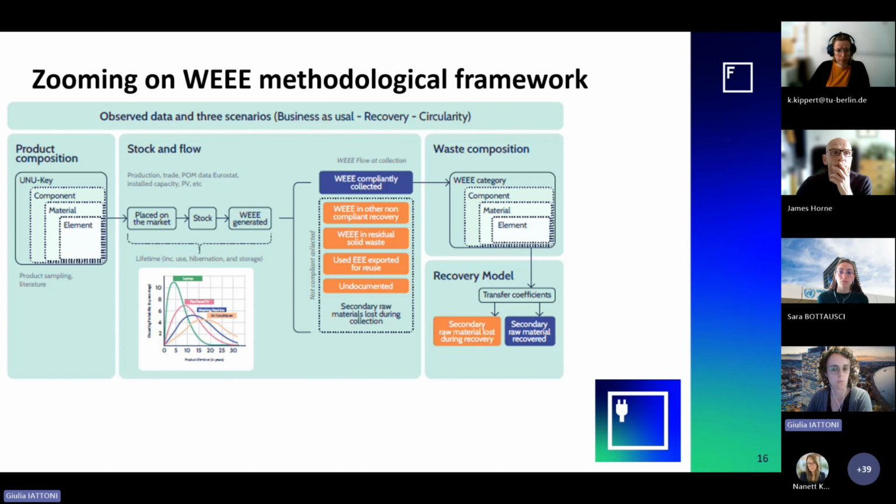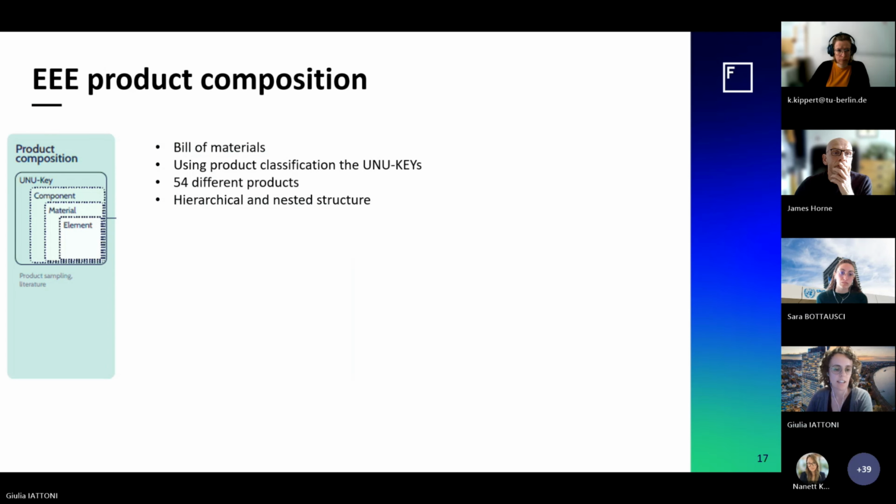Today, we are focusing on WEEE, and we start with an overview of the methodological framework developing FutuRaM, going step by step. As a first step in the FutuRaM methodology, we developed the product composition for 54 different electrical and electronic product groups, following the UNU-KEY classification.